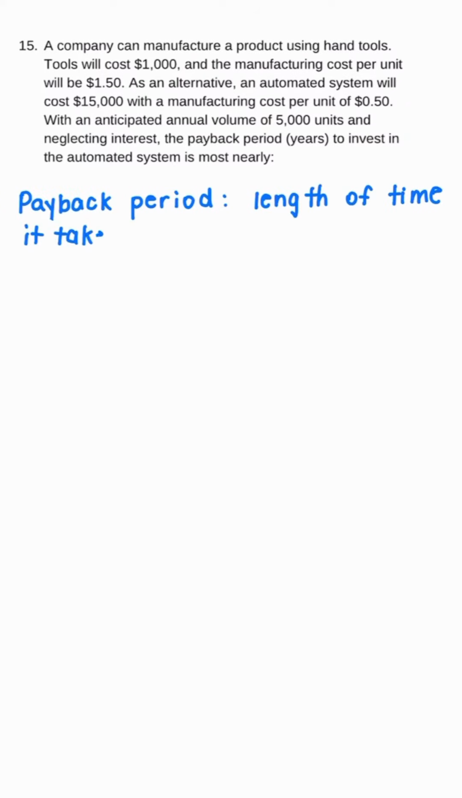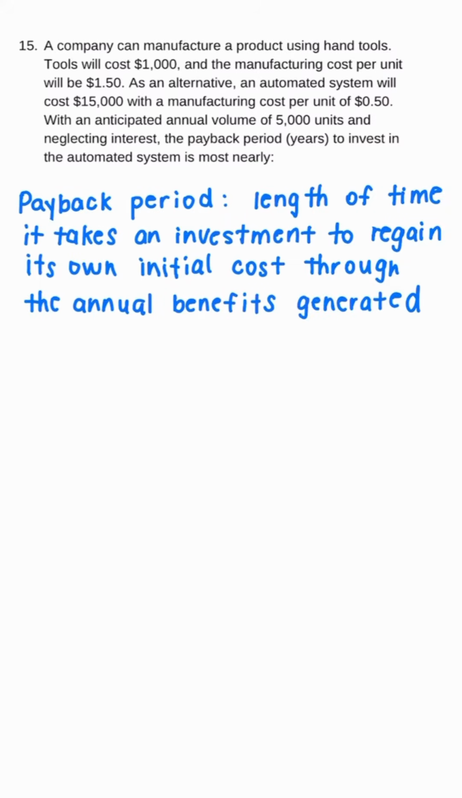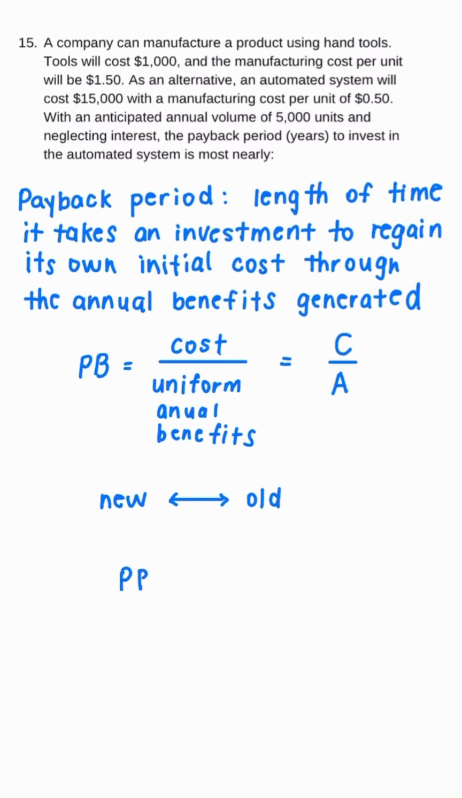The payback period is the length of time it takes an investment to regain its own initial cost through the annual benefits generated. In other words, it's the amount of time it takes you to recoup your investment from the revenue that you earn. So the payback period is equal to the cost divided by the uniform annual benefits. Because we're comparing the new automated system to the current system, we actually need to compare the initial cost of both by subtracting the difference and divide that by the change in the annual benefits between the two different scenarios.